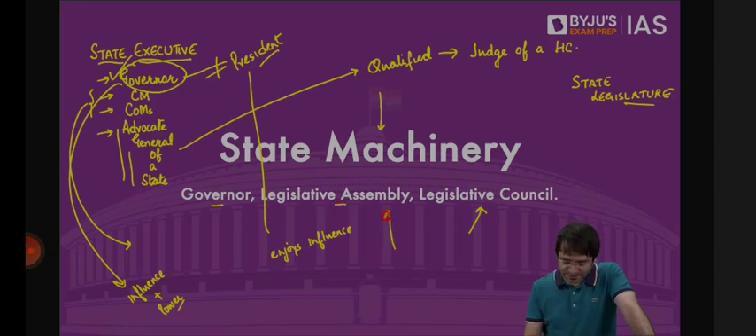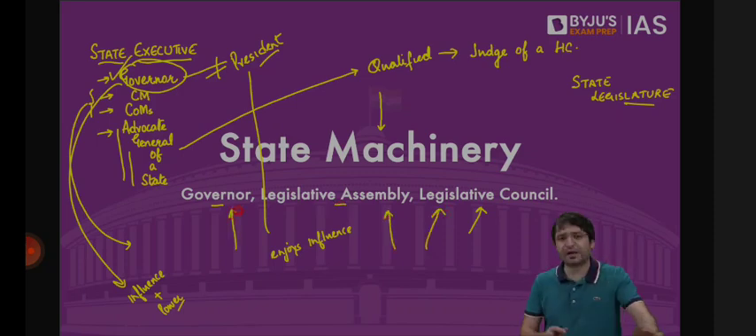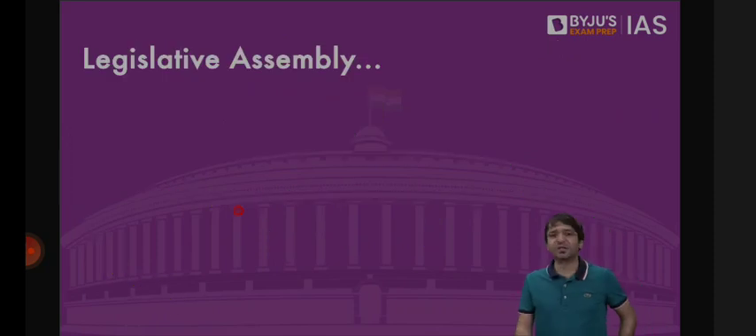We will first discuss what is a legislative council and legislative assembly, then we will jump to governor and state machinery chapter is over. Legislative assembly.